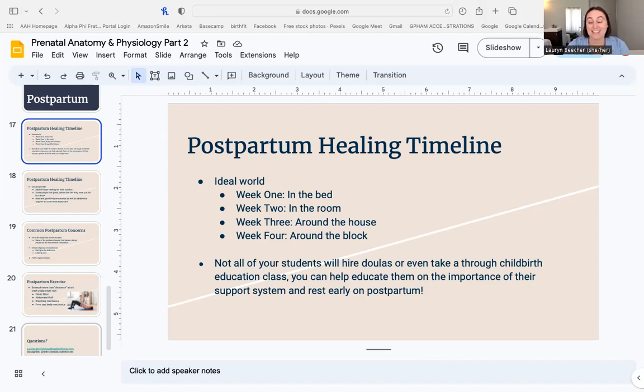Second week ideally is in the room. So still not a whole lot of movement. We're co-regulating. We're healing that plate-sized wound within the body. If you had a cesarean, you're letting those tissues heal. And that healing takes time. Week 3, we're thinking more around the house. So now instead of maybe up and down the stairs once a day, a couple of times a day, we're still not ideally lifting toddlers, carrying them up and down the stairs.